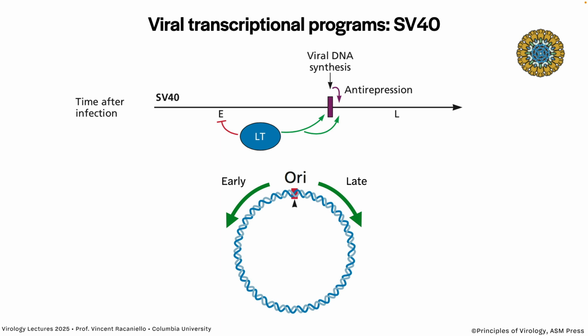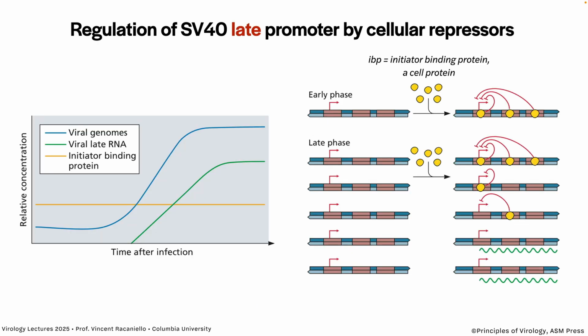So let's look at how L is kept off early. Why isn't L on early in infection? Only the early promoter is on. So it is off because of cellular repressors. So let's look first at the graph on the left here. We have just relative concentration on the y-axis, and then the time after infection.